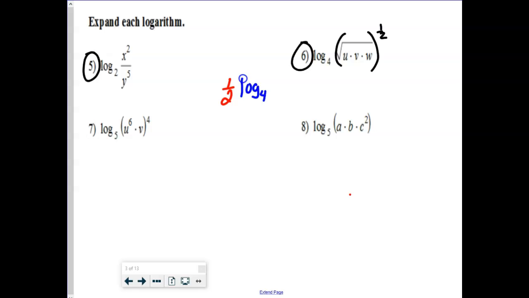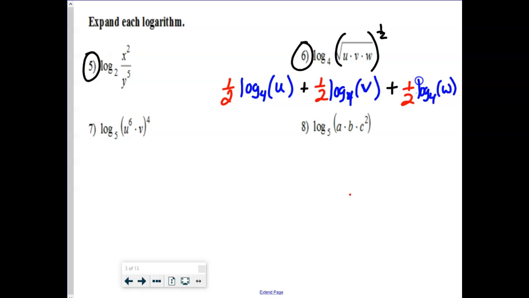So 1/2 log base 4 of u. How do I separate these logs, by the way? Plus sign, good. All of them have the 1/2 in front, so 1/2 log base 4 of v, plus 1/2 log base 4 of w. Some kids say, can I just pull the 1/2 down in front and then just leave it in parentheses? Kinda. But you should distribute it.